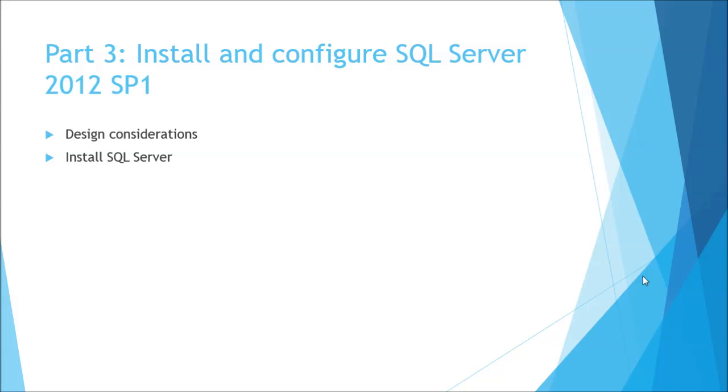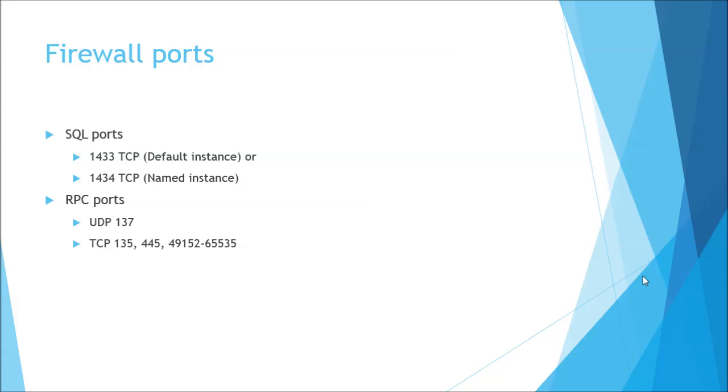We're going to go over the entire install of the SQL Server itself with all the configuration options, and we're going to go over opening the firewall ports in Windows Firewall. Here's a quick slide showing you which ports, for reference. For the normal SQL ports, 1433 TCP if you're using the default instance, or 1434 TCP for a named instance.